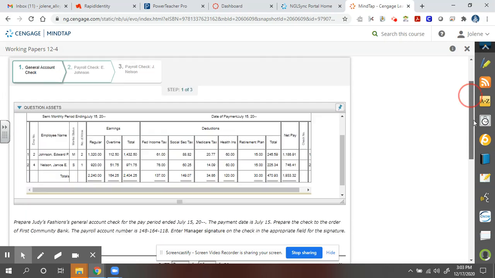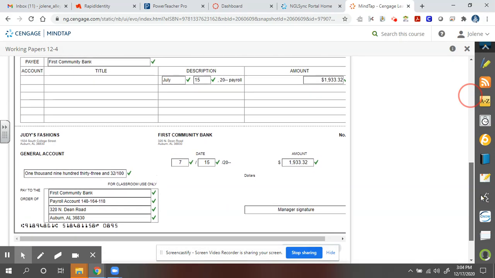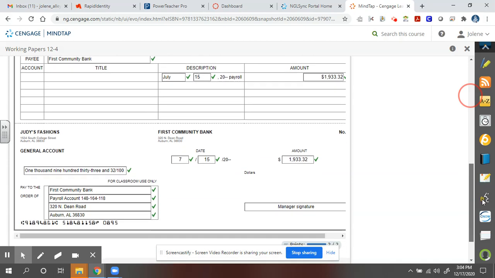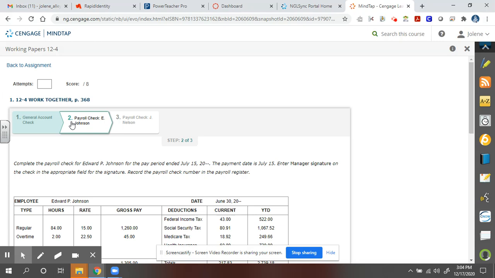I check my answers. Green checks all the way around. That's good. So next we're going to the next step. The next step up here says payroll check for E. Johnson.